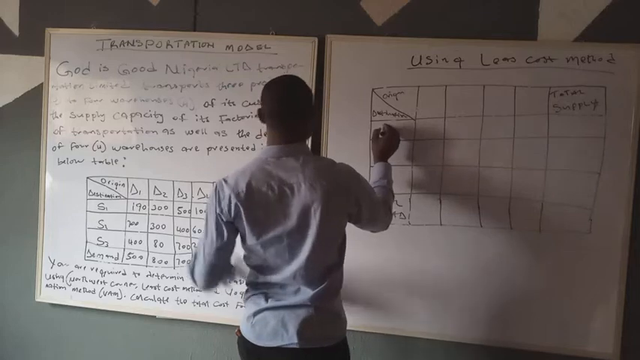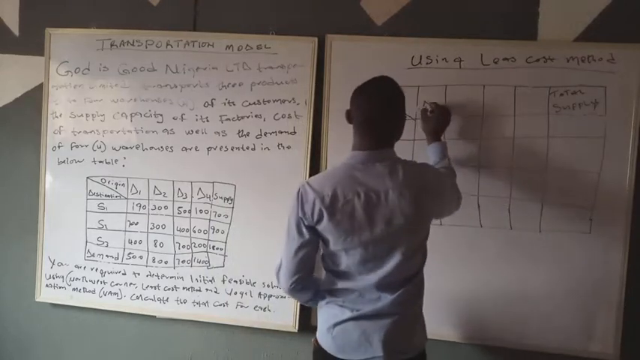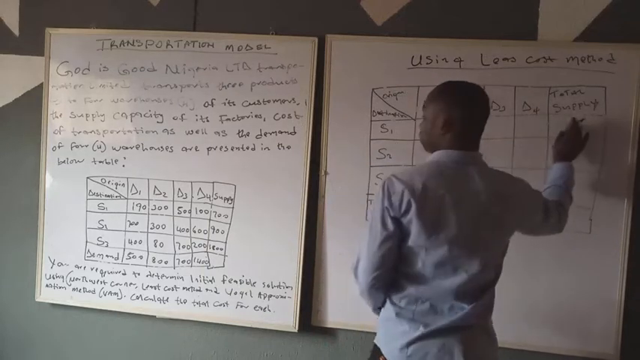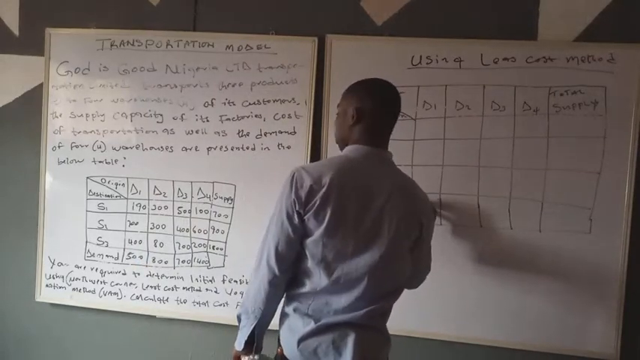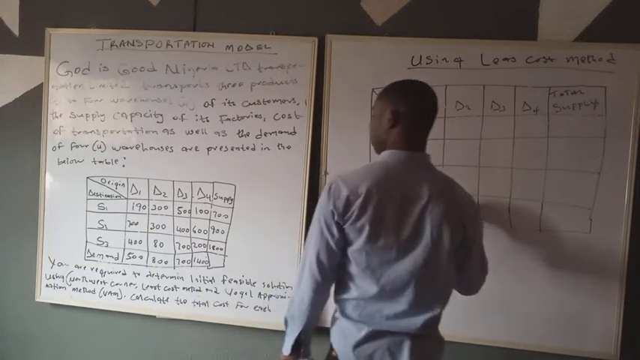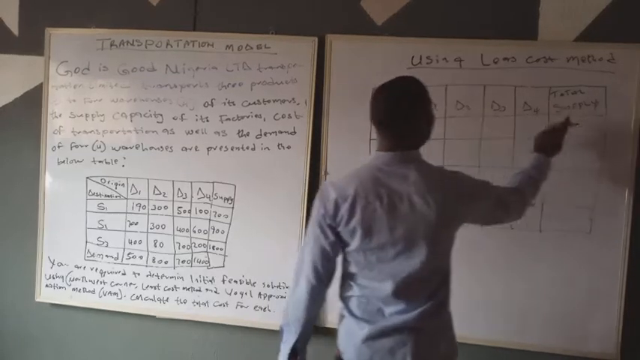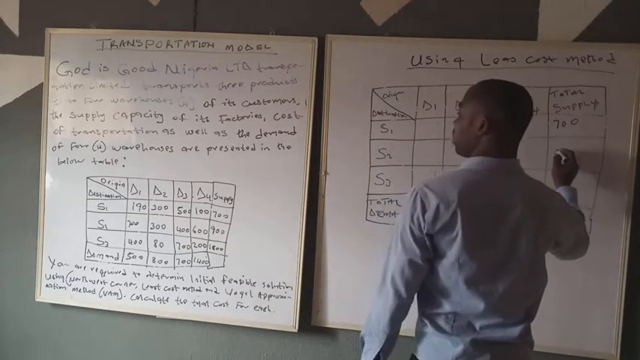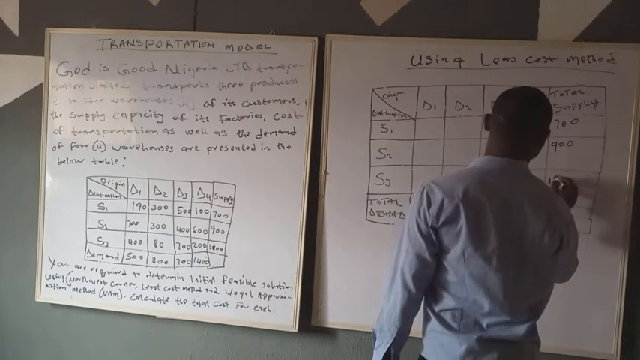So we have supply 1, supply 2, supply 3, and we have demand 1, demand 2, demand 3, and demand 4. So our total also will be here. Under demand 1 we have 500, under 2 we have 800, under 3 we have 700, and under 4 we have 1004.